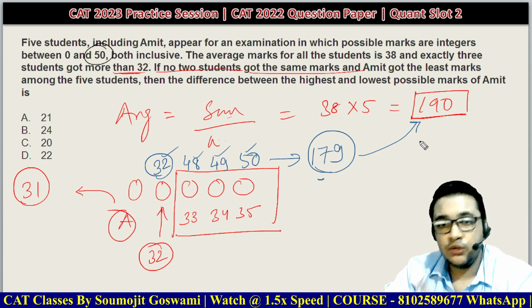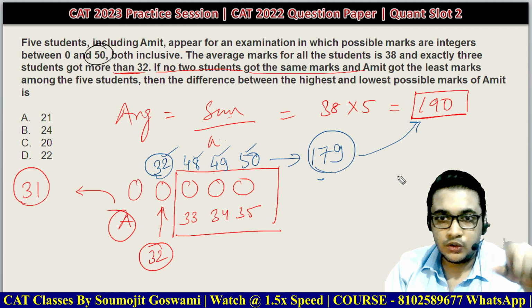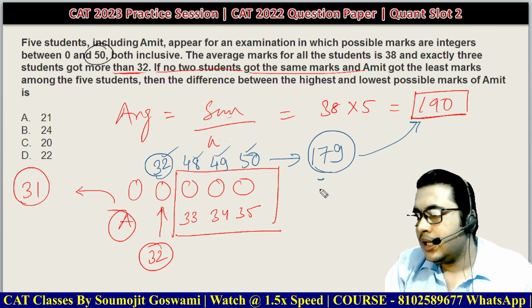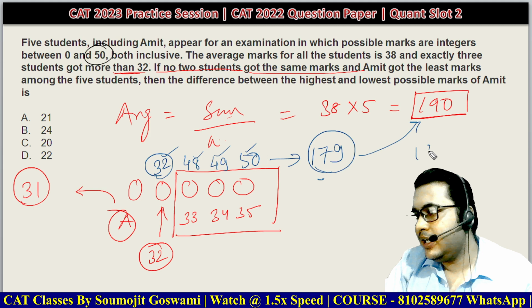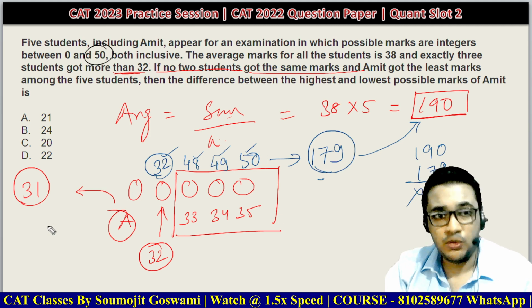But I know that with the average which is given, 38 is the average of the total collection of people. Okay, Amit can have 190 minus 179, which is 11 in this case. I hope that made sense.